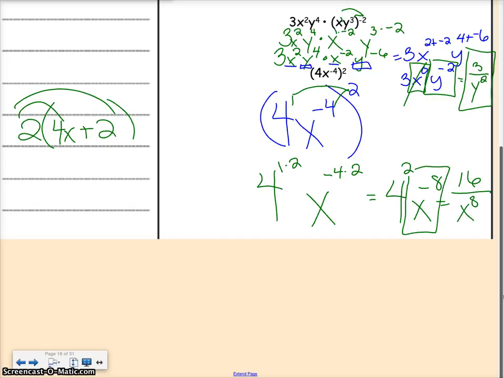Because you got to move that negative exponent. So you have 4 squared, 16. Put the negative exponent on the bottom, and then you're done because you have no zeros and no negatives.